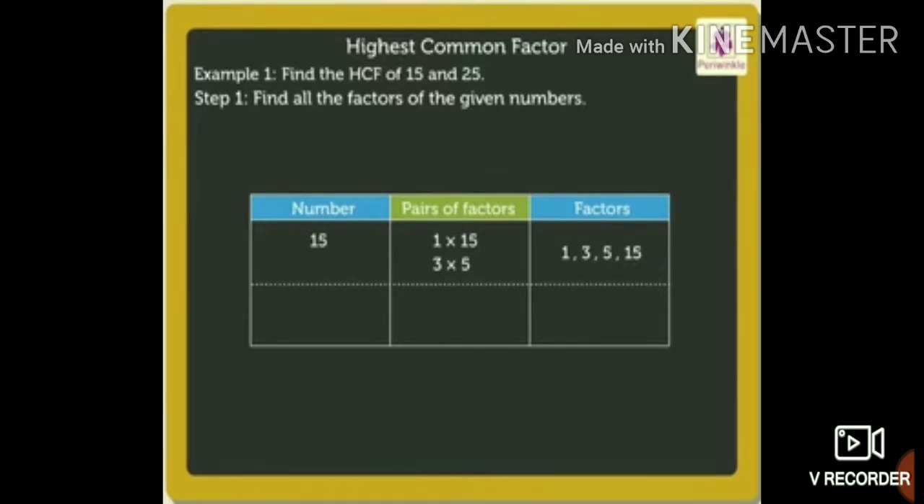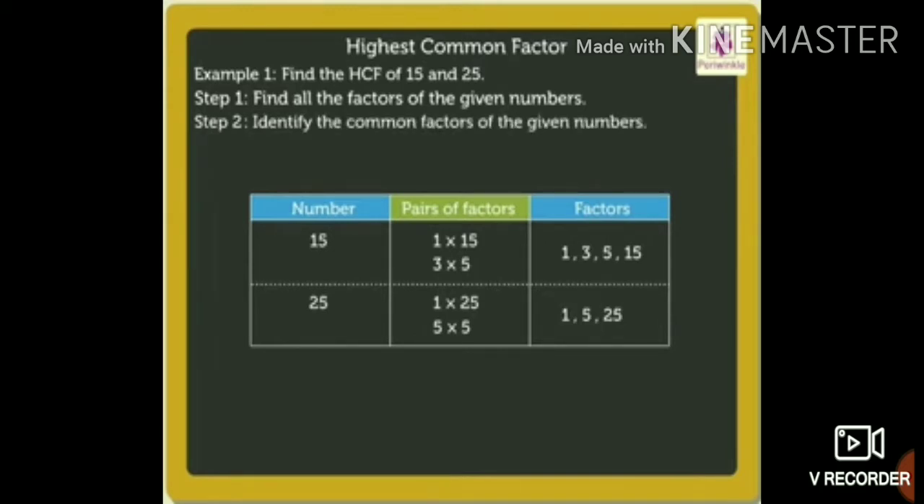Now what are the factors of 25? Factors are the exact divisors of the given number. 25 is exactly divisible by 1, 5 and 25. These are all called factors. So the factors of 25 are 1, 5, 25. Here, identify the common factors.